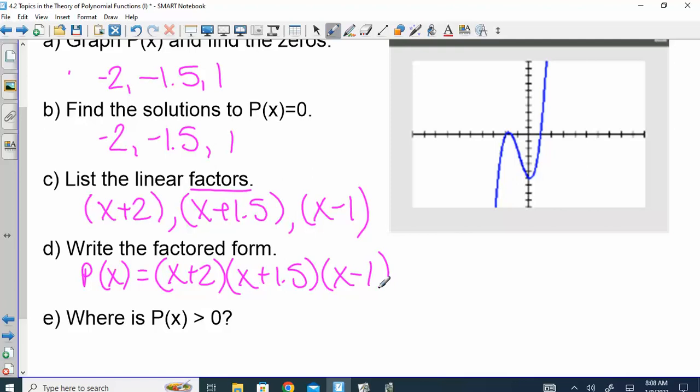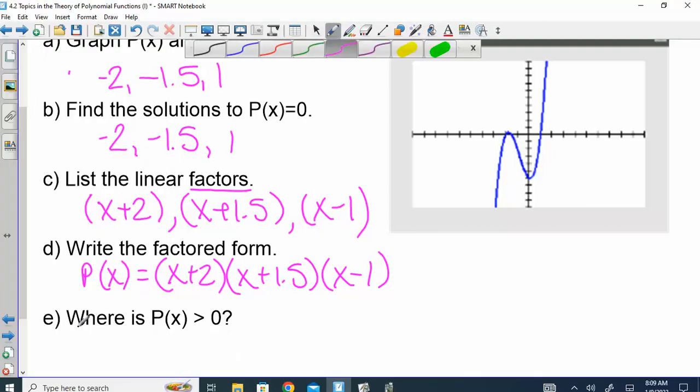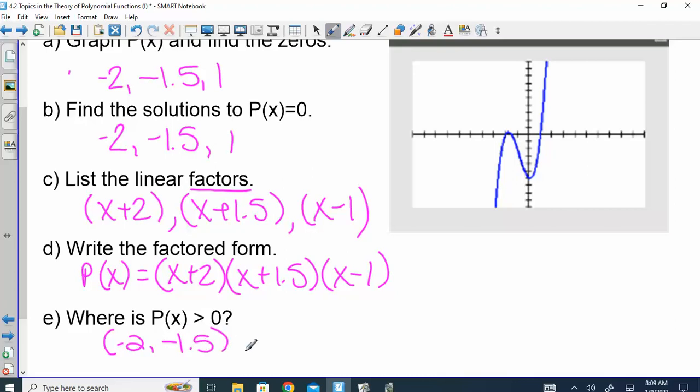Where is p of x greater than 0? So again, I'm asking you a question about the graph. I want to know, when is the graph above 0? So if I look at this, I can tell from here, or if we look at our zoomed in option, greater than 0 is above the x-axis. So where does that happen? From negative 2 to negative 1.5. Union, where else?